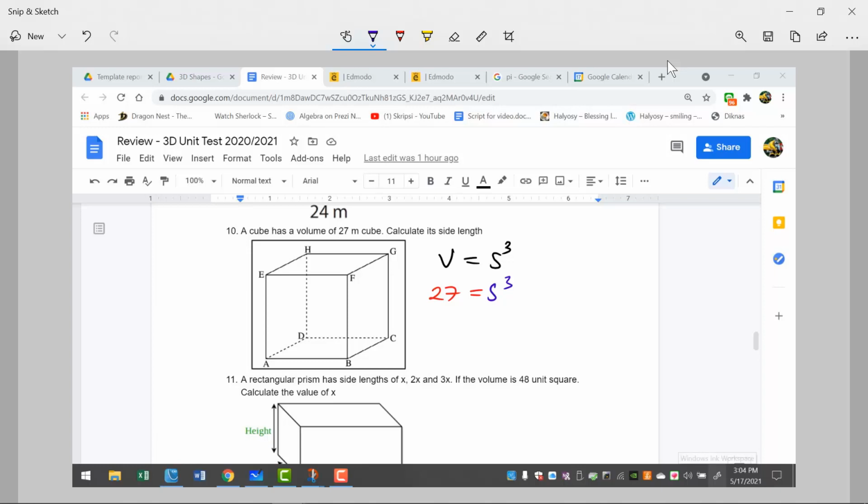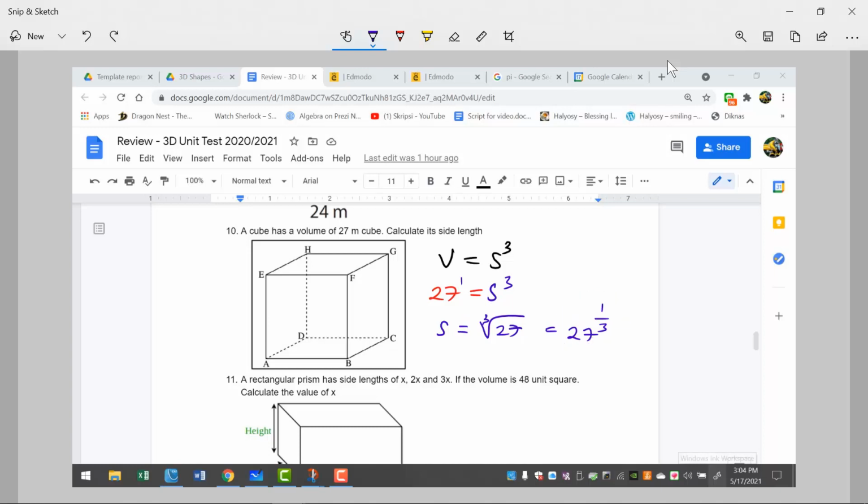So S is going to be equal to 3 actually, because we know that 3 times 3 times 3 is equal to 27. Or you can use the calculator by writing down like this. So S is going to be the cube root of 27. Or you can write it in your calculator as 27 to the power of 1 over 3. Okay, so if you don't have this option in the calculator, you can use this one, right? The power is 1 over 3.